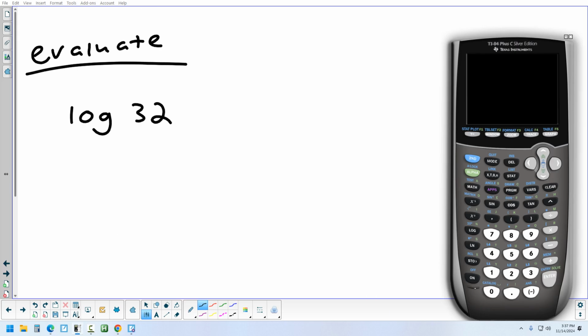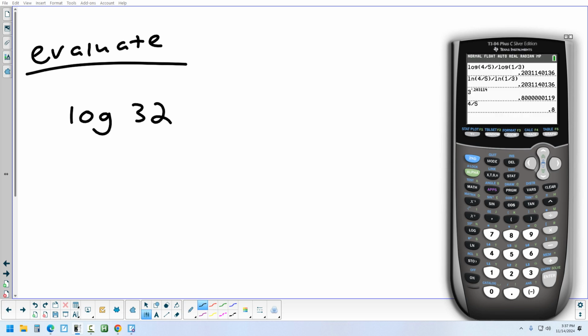All right, so this one says to just evaluate log of 32. Is that one that the calculator can do?